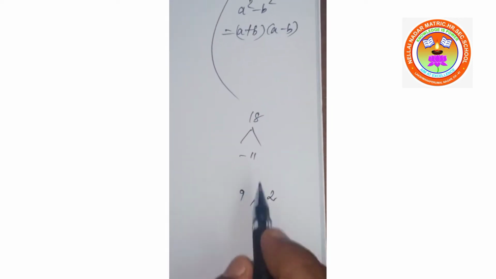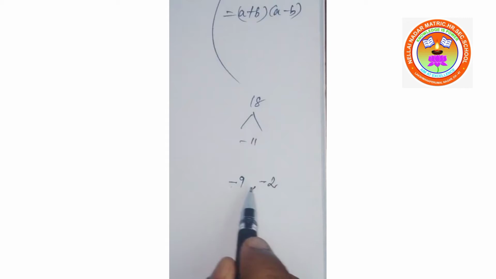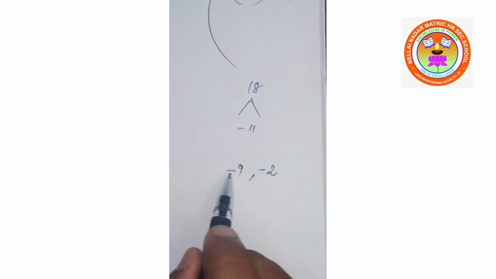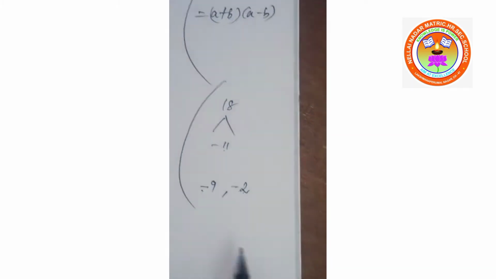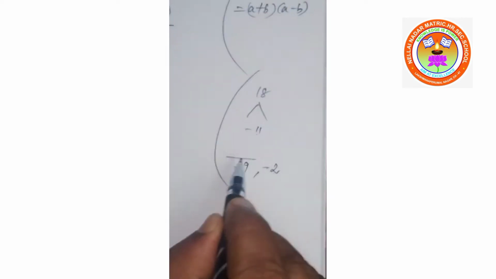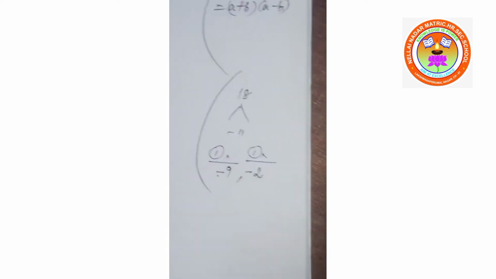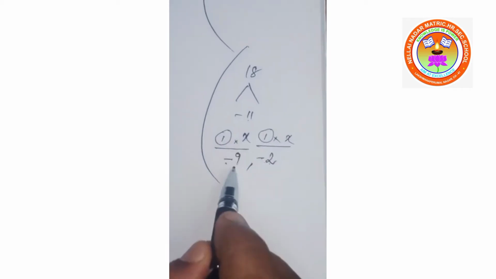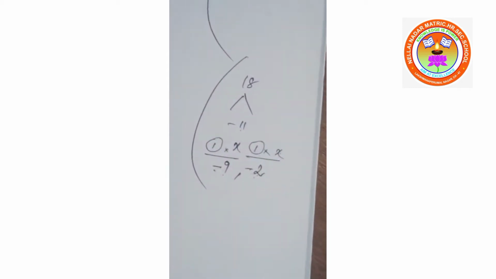For getting minus 11, the negative sign has to be introduced for both the numbers. Minus 9 minus 2 is equal to minus 11. Multiply the two numbers, minus into minus plus, 9 2s are 18. For getting the factors, consider the coefficient of x squared, which is 1. Write 1 in the numerator. Put the variable x. 1 into x, x minus 9 is the first factor. 1 into x, x minus 2 is the second factor.